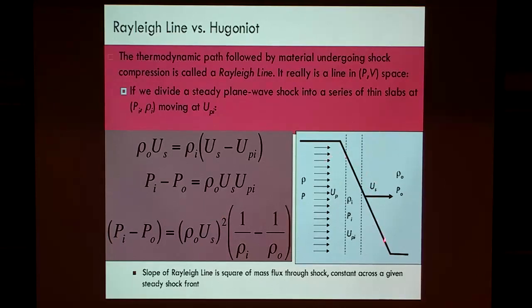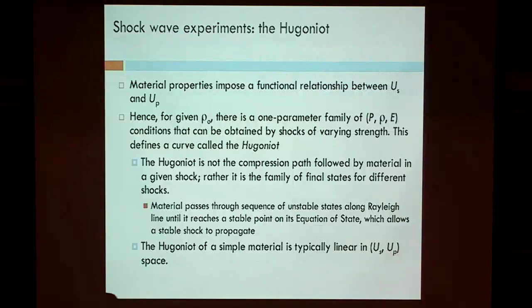And these states along the Rayleigh line are not equilibrium states of the material. They are not solutions of the equation of state, pressure equals some function of the volume and temperature. So they are disequilibrium transient states. And you pass through a series of disequilibrium transient states until you find one that is an equilibrium state. And that's how you form a stable shock.